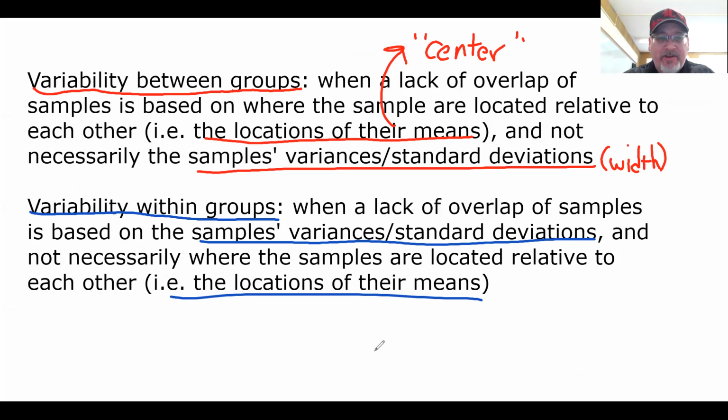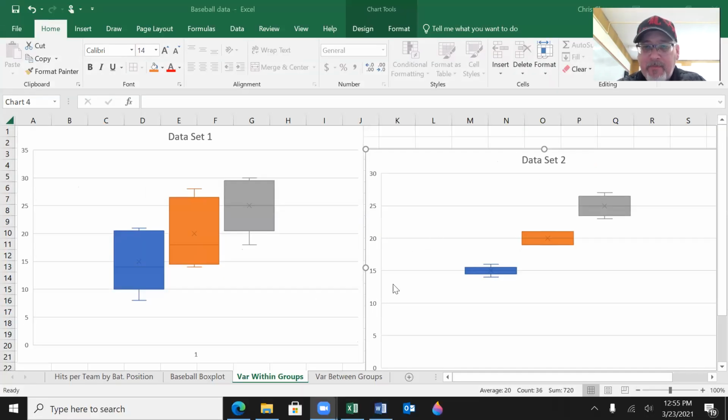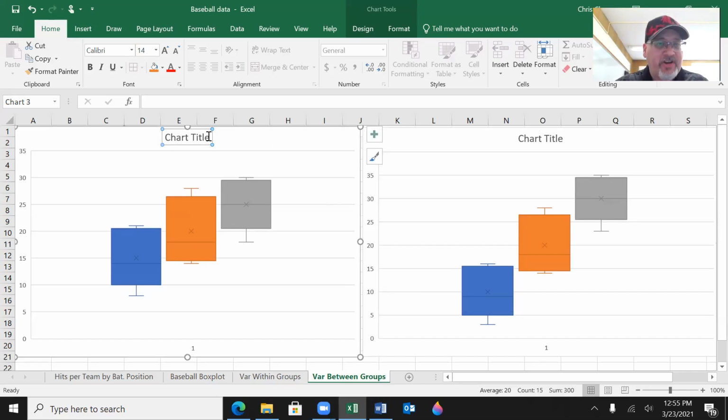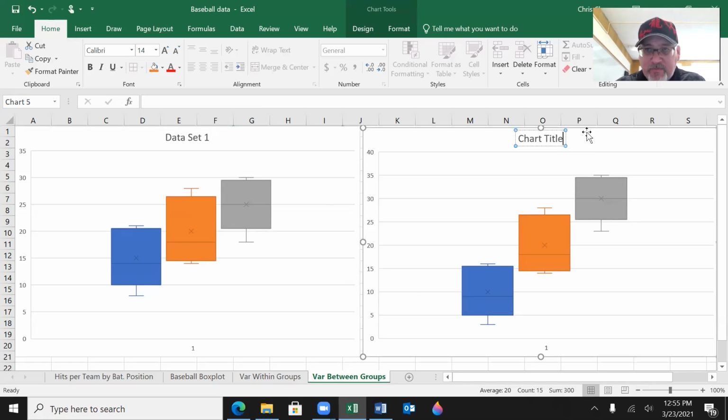Now, let's go back and look at a different pair. Kind of gave it away with the names of the tabs down here. All right, so here we have the same scenario where two people, I didn't change these, two people took 3 samples from 3 different populations and got 2 different data sets, data set 1 and data set 2.